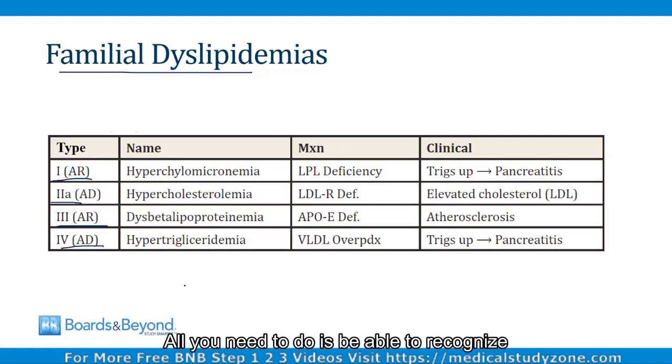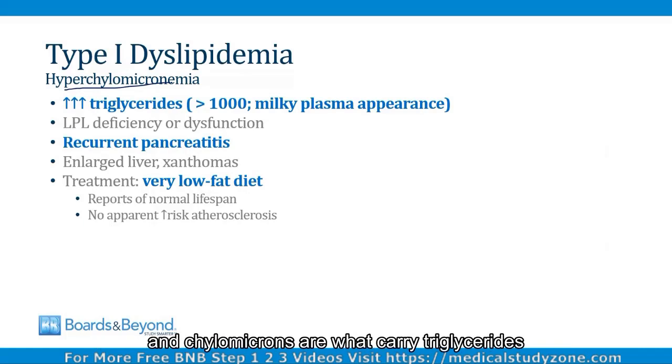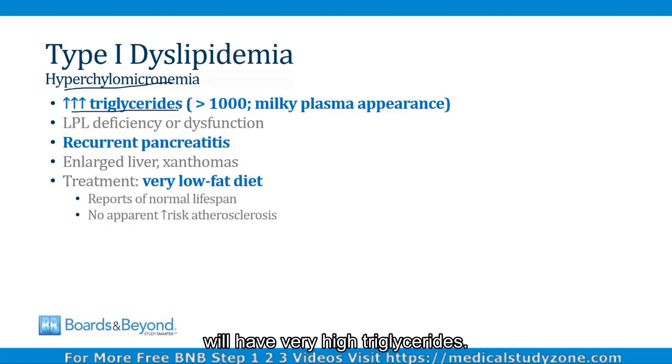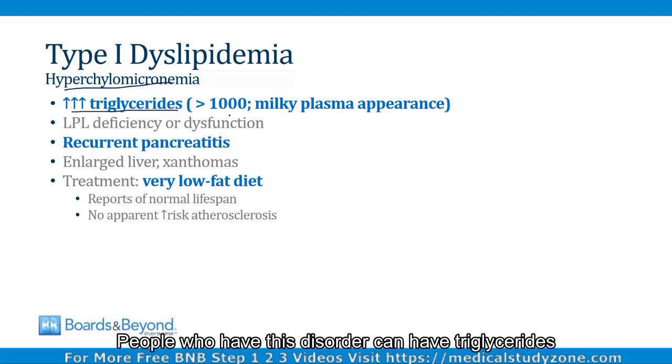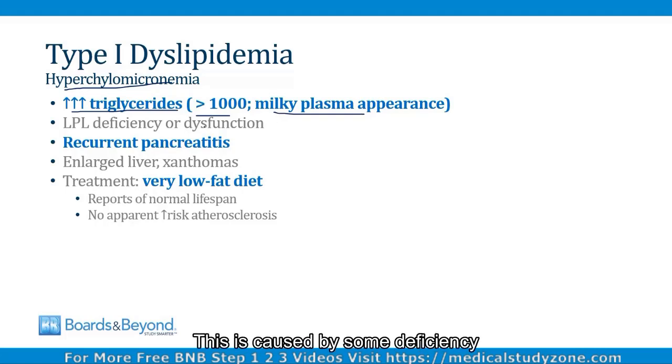Really, for your board exams, all you need to do is be able to recognize one of these syndromes and name it. Type 1 dyslipidemia is also called hyperchylomicronemia, and chylomicrons are what carry triglycerides from the gut to the liver. So patients who have elevated levels of chylomicrons will have very high triglycerides. People who have this disorder can have triglycerides over 1,000. Their plasma can appear milky from all the triglycerides in the plasma. This is caused by some deficiency or dysfunction of the enzyme lipoprotein lipase.